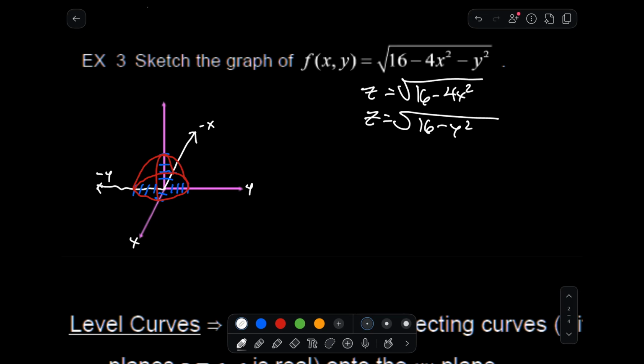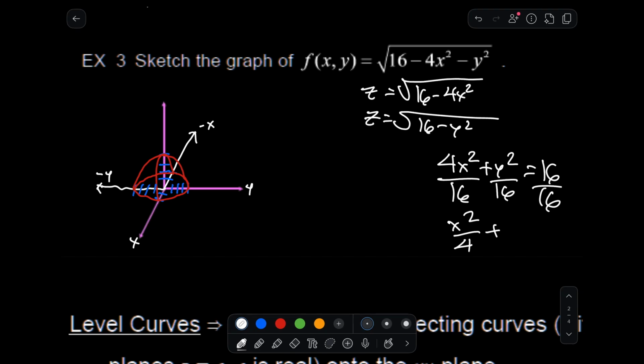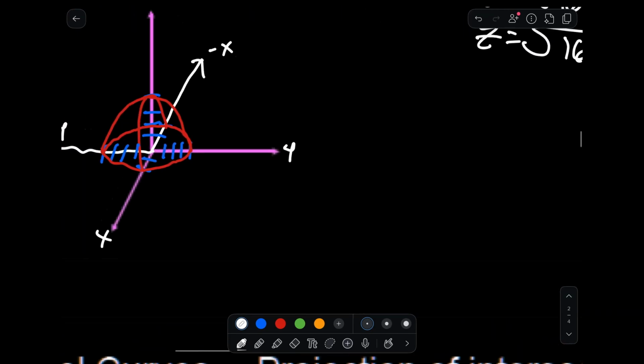And then if z equals 0, then we know that it has to be some combination of like 4x squared. Oh shoot, hold on. If we said that z equals 0, we would have 4x squared plus y squared equals 16. Divide everything by 16. We get x squared over 4 plus y squared over 16 equals 1. And this is just a standard form of an ellipse for when z equals 0.